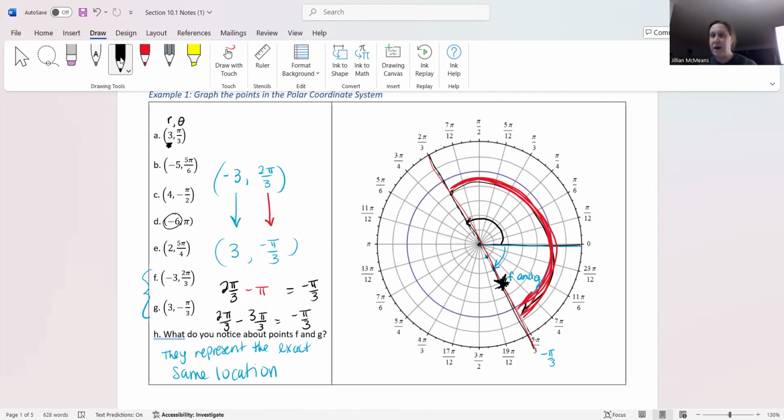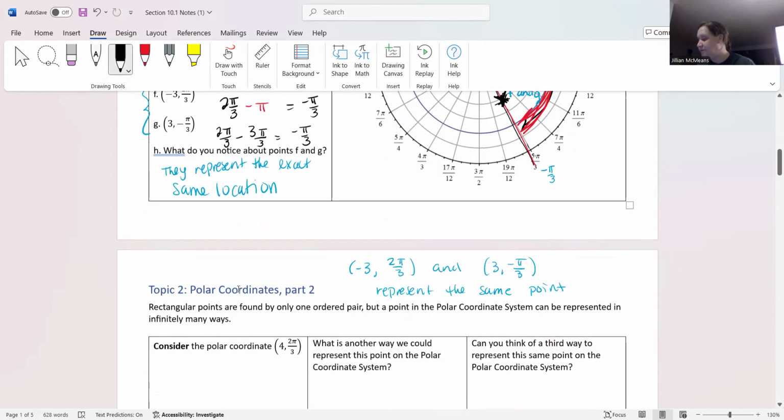So we need to find ways that we can create new points based on previously existing coordinates. It's helpful to know there are going to be situations where maybe we don't want r to be negative, we want r to be positive, or we don't want our angle to be negative, whatever the case may be. So let's investigate.